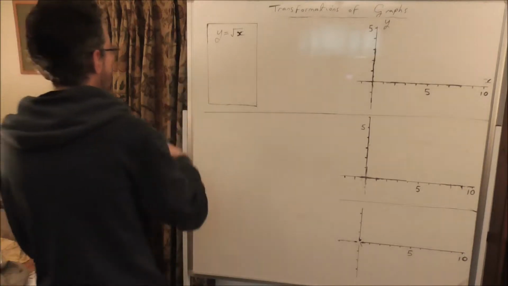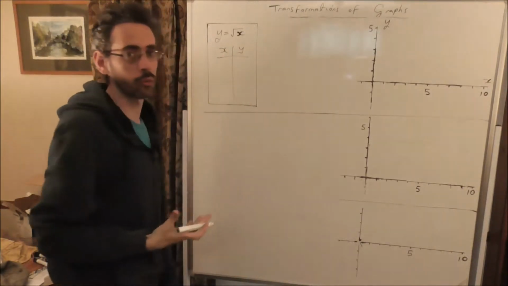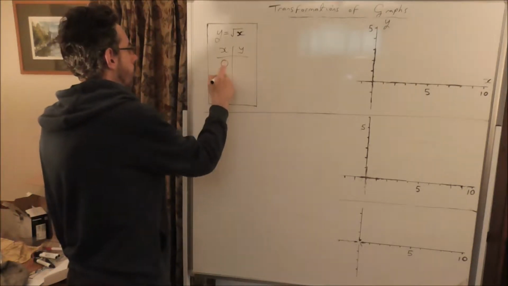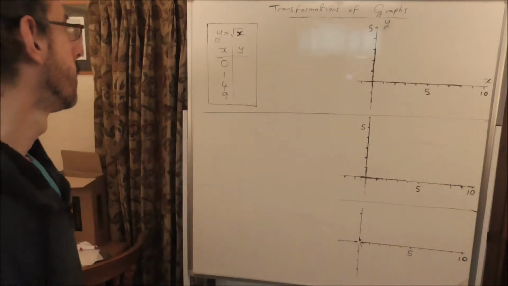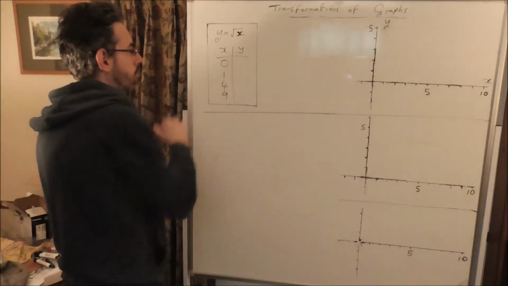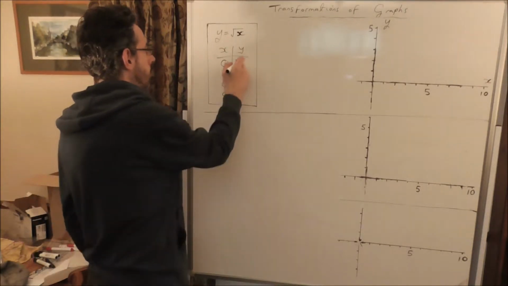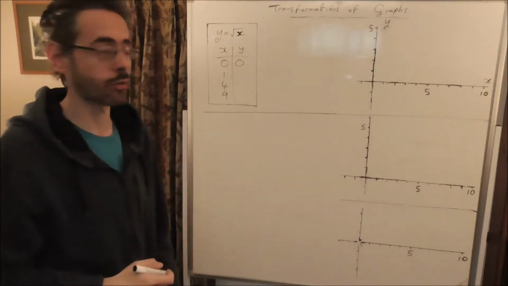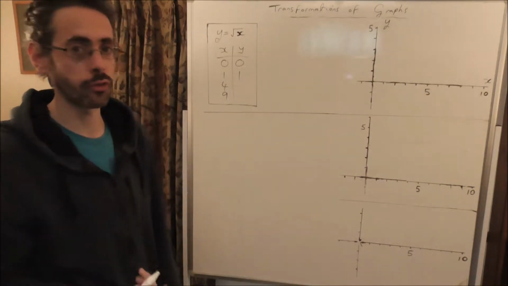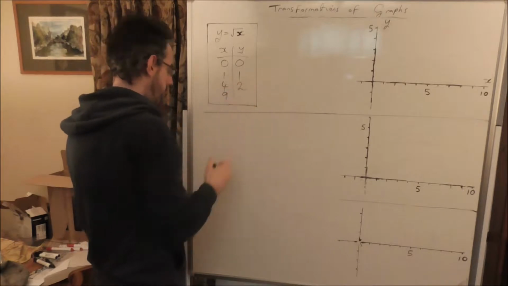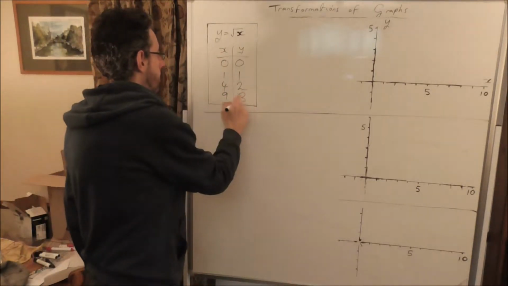I'll draw this graph by doing a table of values. And I'll just choose some x values that are easy to square root. So I'll choose 0, 1, 4 and 9, because they're quite easy to square root. So let's work out y for these x values. When x is 0, y is just the square root of 0, which is 0. When x is 1, y is the square root of 1, which is 1. When x is 4, the square root of 4 is 2, because 2 times 2 is 4. And when x is 9, the square root of 9 is 3. So we've got 4 points there.